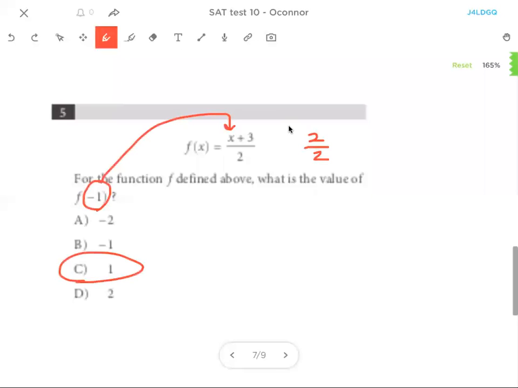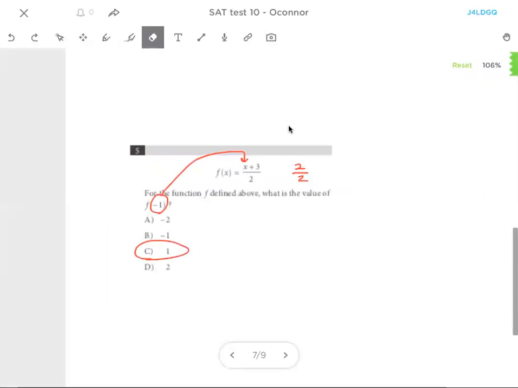So what did I do? I added, I divided, right? But I have to know what that notation means. And so f of -1 means an input of -1 in for x.